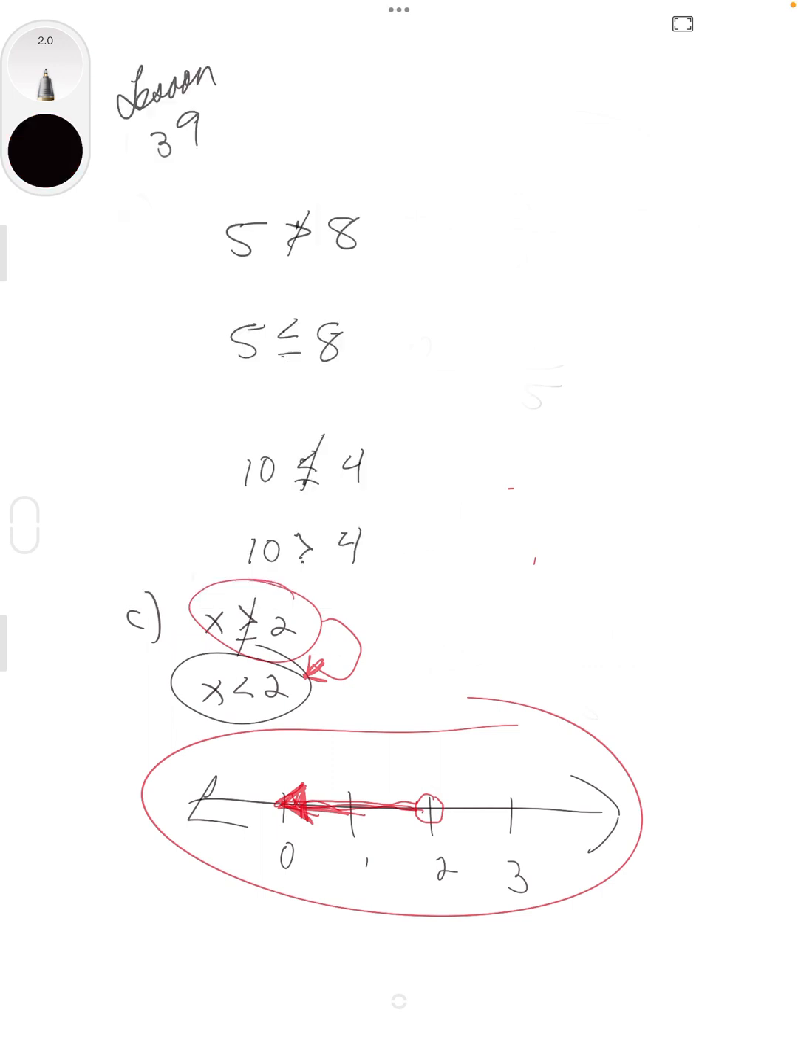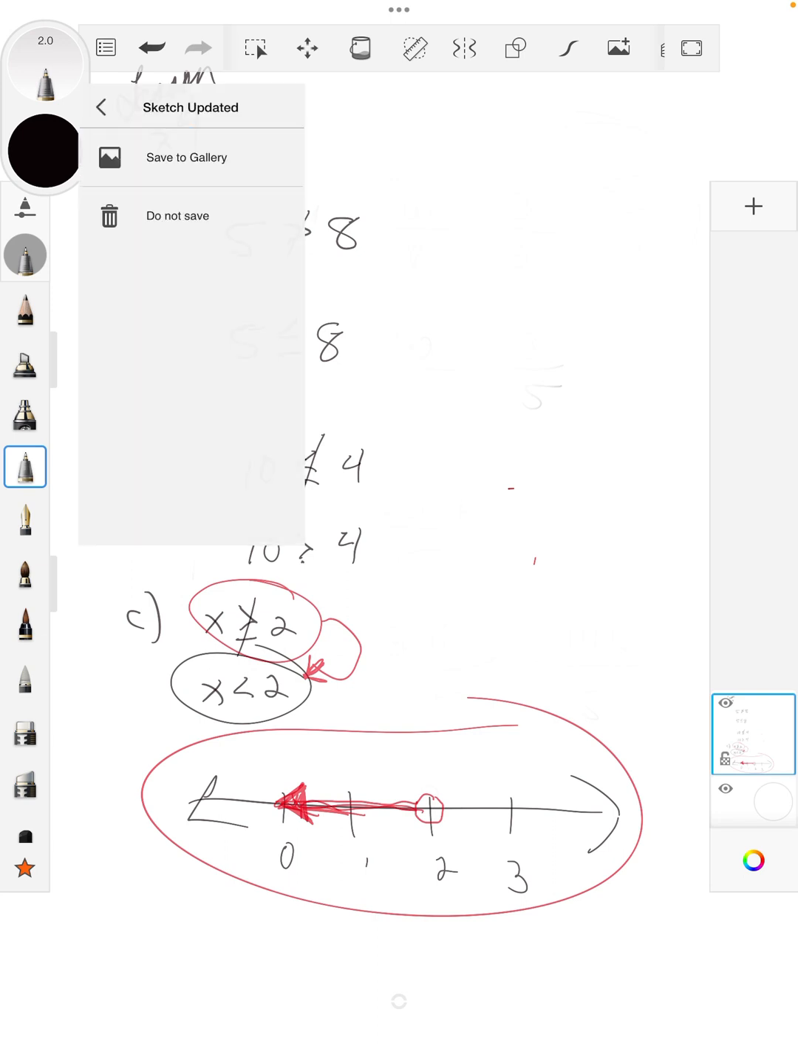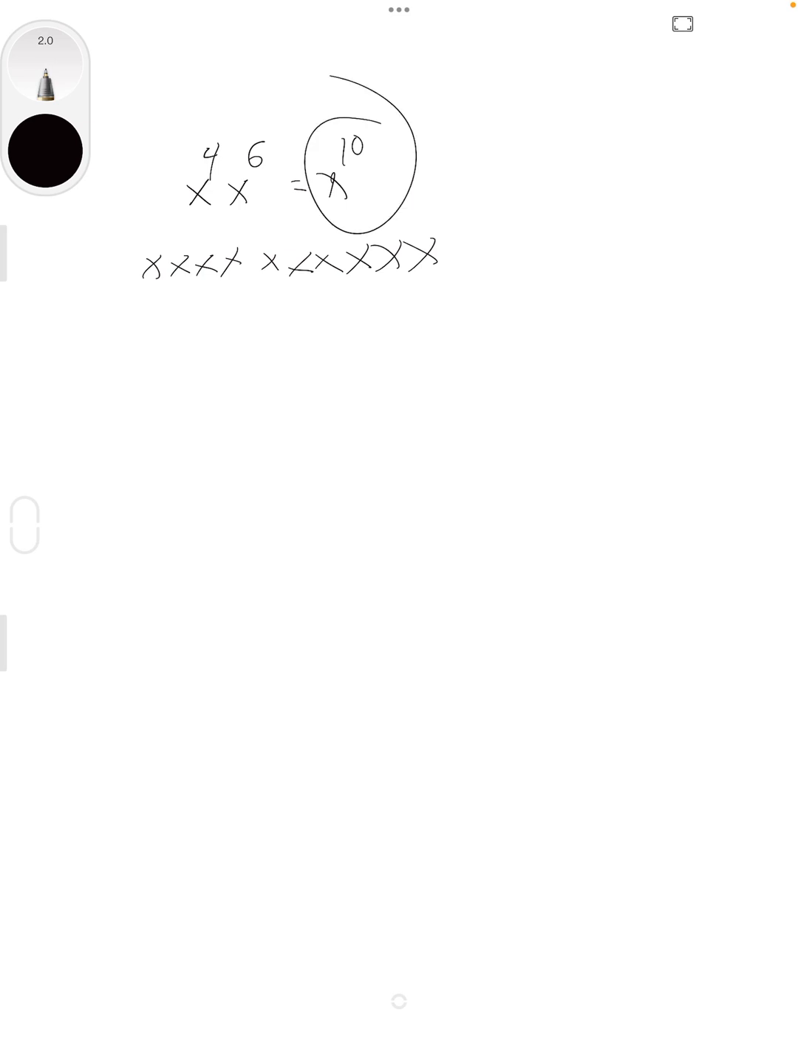Make this black. Okay, so lesson 40 is going to be about exponents. If you remember something like x to the 4th times x to the 6th, well, that's x to the 10th. The rule is you just add them, because this is 4 x's times 6 x's. So you end up with 10 x's. In other words, you can just add those.